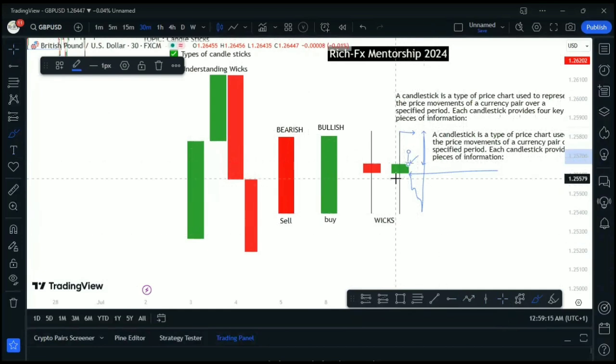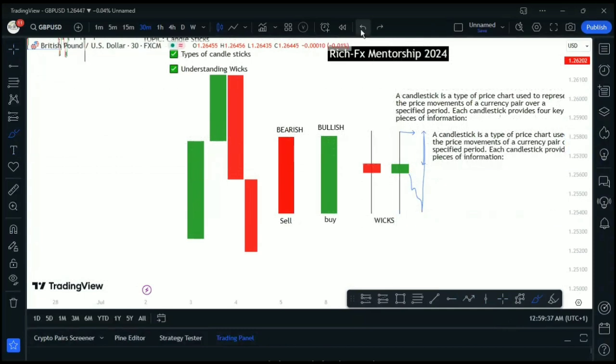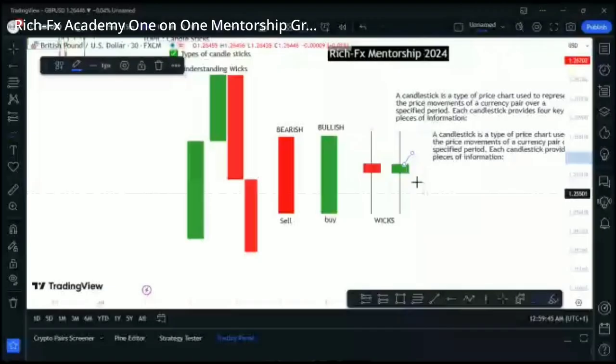The market visited this price level here, which, if we check down here, is actually 1 point something. And then it also visited this other place too, and then came back and closed. Where did the market close? After visiting this point, it closed here. It opened here, closed here.